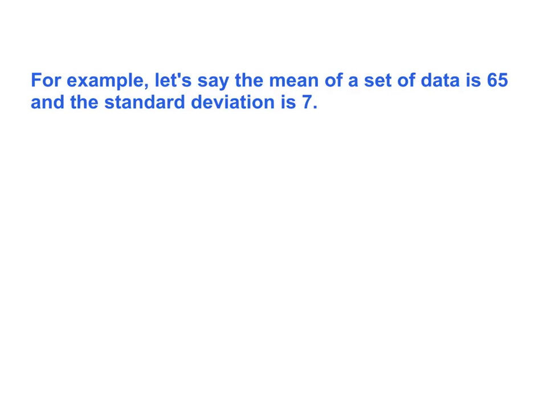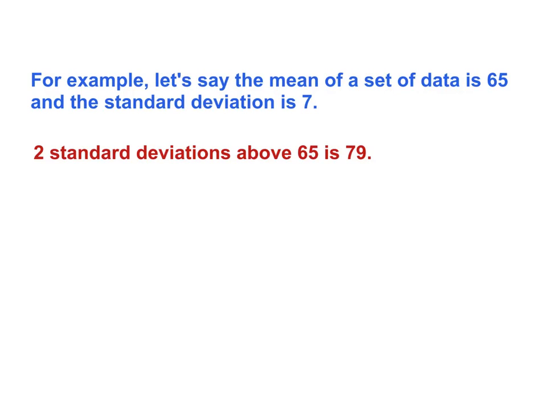Because how far away is 2 standard deviations from the mean? 14. How did you get that? 7 plus 7, or 2 times 7, right? If 1 standard deviation is 7 away, 2 standard deviations is 14 away. 3 standard deviations is 21 away. That's all you've got to calculate there.